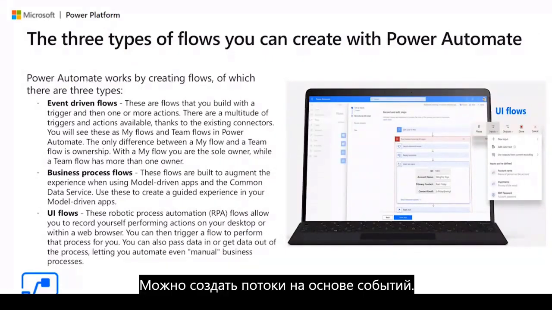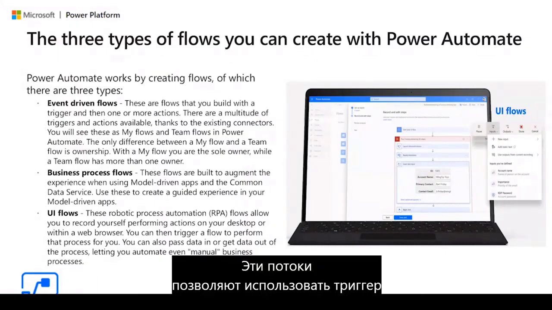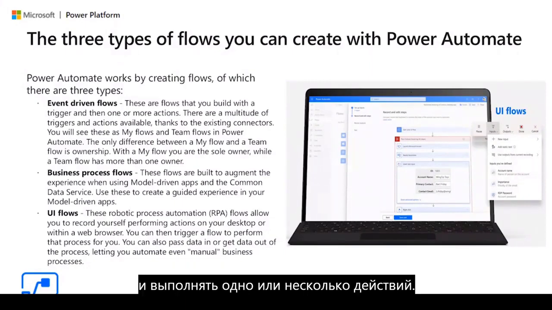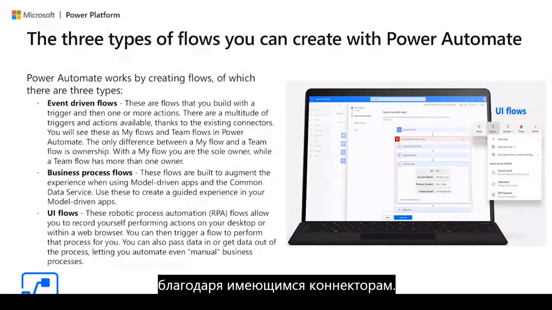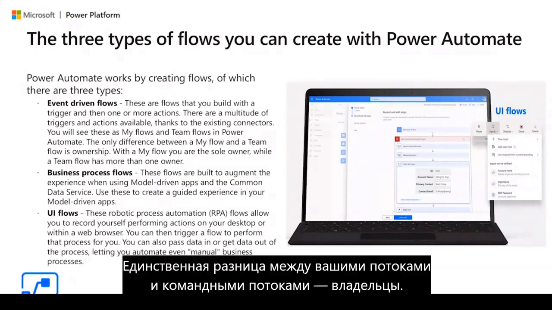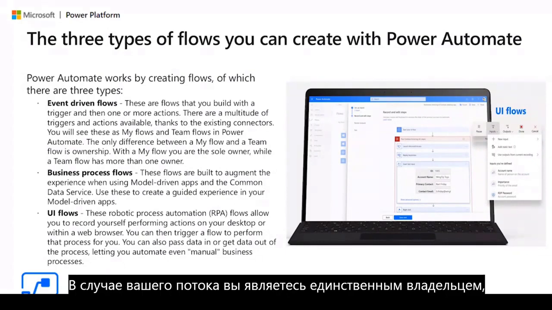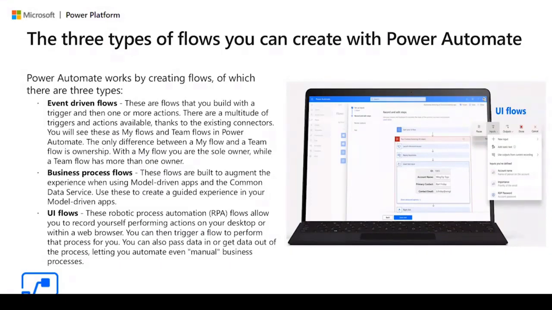You can create event-driven flows. These flows allow you to build with a trigger and then one or more actions. There are multitudes of triggers and actions available thanks to the existing connectors. You'll see these as My Flows and Team Flows in Power Automate. The only difference between My Flows and Team Flows is ownership. With a My Flow, you are the sole owner, while a Team Flow has more than one owner, and you're part of that owning group.